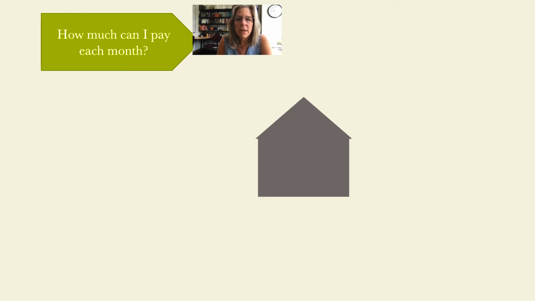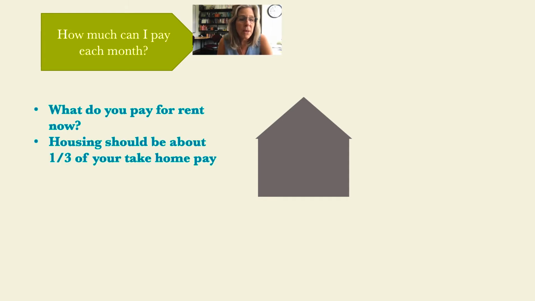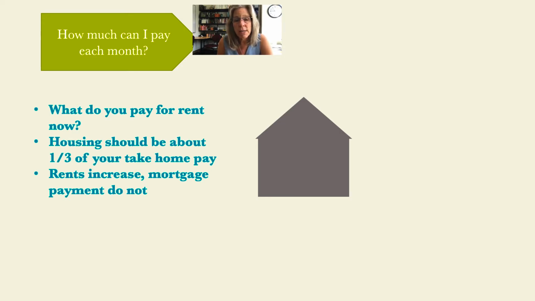And this is a little bit of an easy question. It doesn't take too much energy. And the question is, what do you pay for rent now, and what are you comfortable paying? And there's a rule of thumb that says the house should be about 1/3 of your take-home pay. So if you look at how much you get paid every month, the amount you take home, you take 1/3 of it, and it should be about your housing portion. And then rents increase, but mortgage payments do not. So you need to consider that once you buy a home, it will be a fixed amount, where rents would possibly increase.